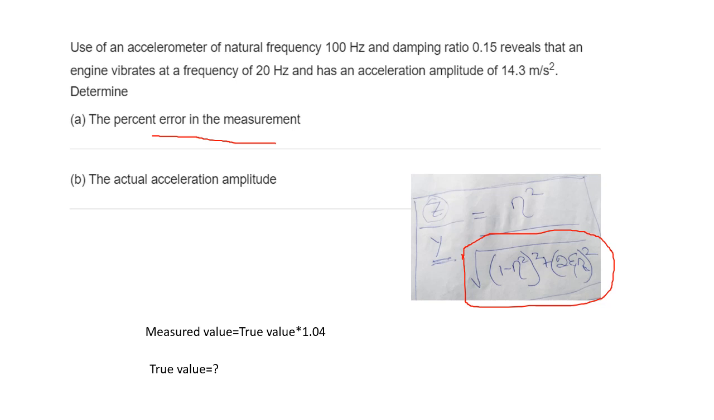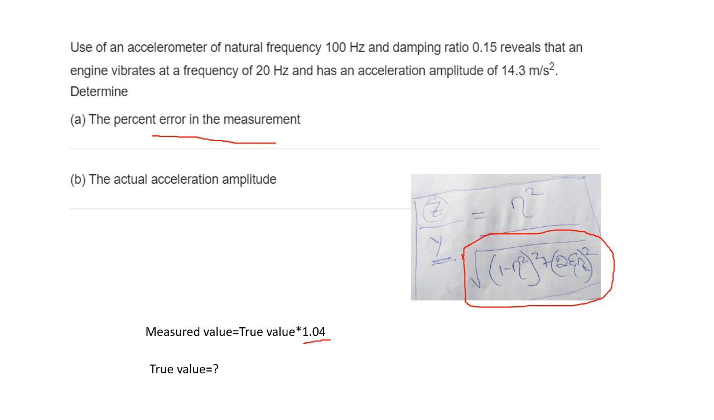So how to calculate this? I have calculated this as 1.04. How do you get this? It would be 1 divided by root of 1 minus zeta square whole square plus 2 zeta eta whole square. Calculate this and you will get 1.04. So what is the percentage of error? For 1 it is 1.04, so for 100 it will be 104. So it is 4% error.